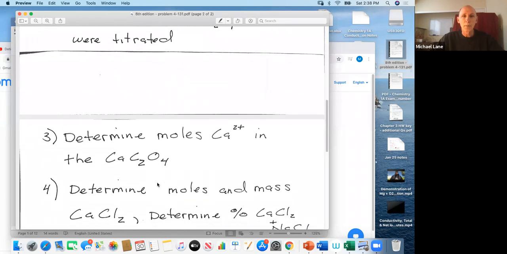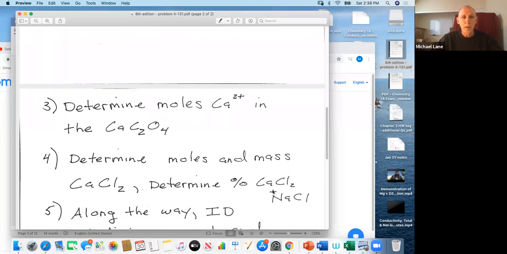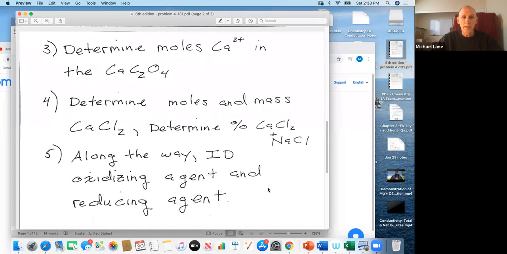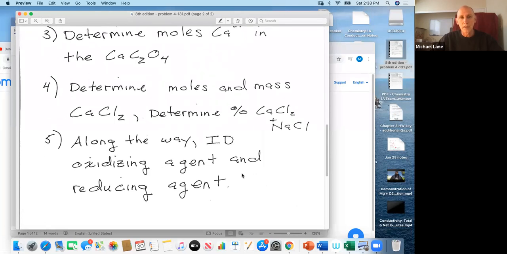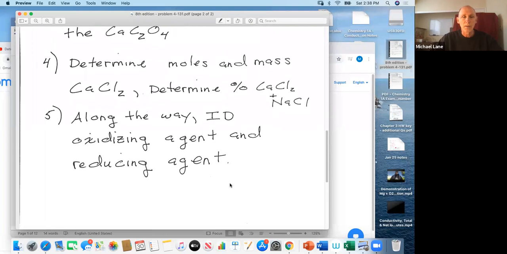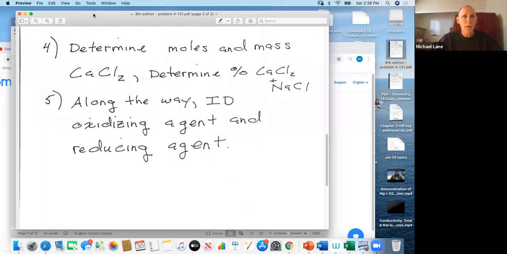I'm going to determine the moles and mass of calcium chloride because I need that so that I can determine the percent of calcium chloride in the overall mixture. And along the way, I'm going to identify the oxidizing agent, reducing agent, and the oxidizing and reducing reactions. So that's my plan. Having that as my plan, then let me get to work doing just that.